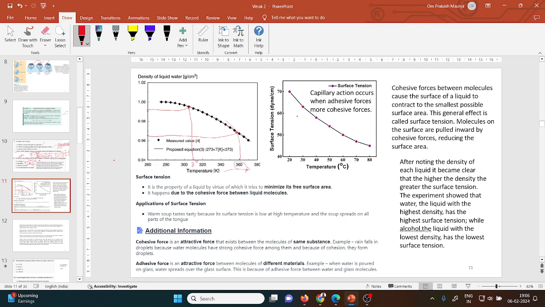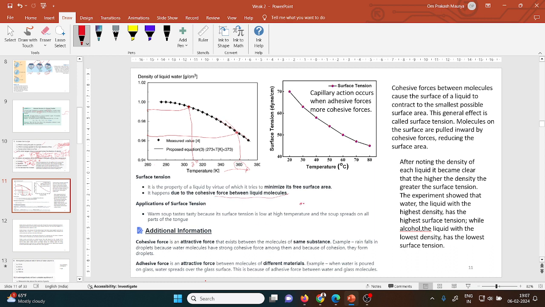Similarly with surface tension also. So remember these things. Surface tension, how can you visualize it physically? The definition is: it is a property of a liquid, not gas, always remember, by virtue of which it tries to minimize the free surface area. And why does it try to minimize the free surface area? Because of the cohesive force between the liquid molecules.